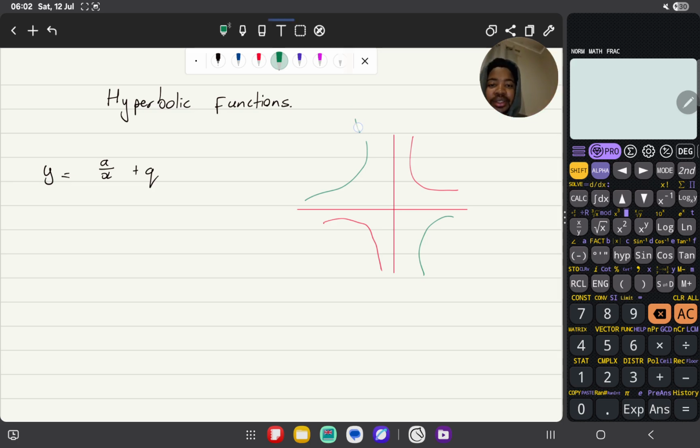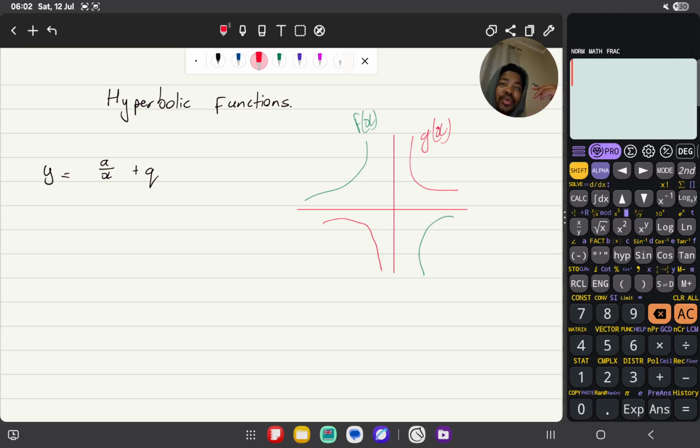So the green is f of x and the red is g of x. This would be like your standard hyperbolic functions. And I'll leave this diagram here to explain something later on.